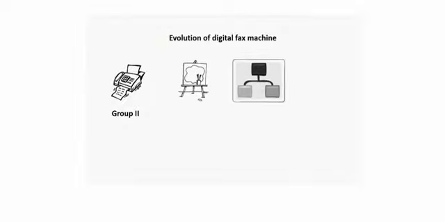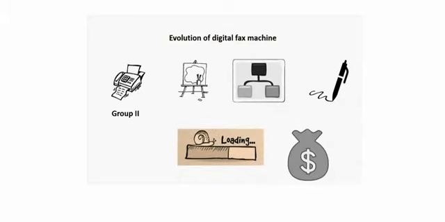Finally, coming to the evolution of digital fax machines. Although the Group 2 fax machines proved to be successful in business applications, where electronic transmission of documents containing non-textual information such as drawings, diagrams, and signatures was required, the slow transmission rate and the cost of the terminals ultimately limited the growth of fax services.